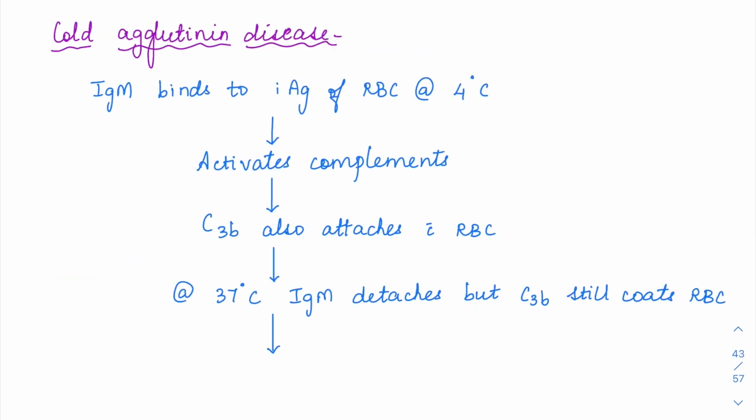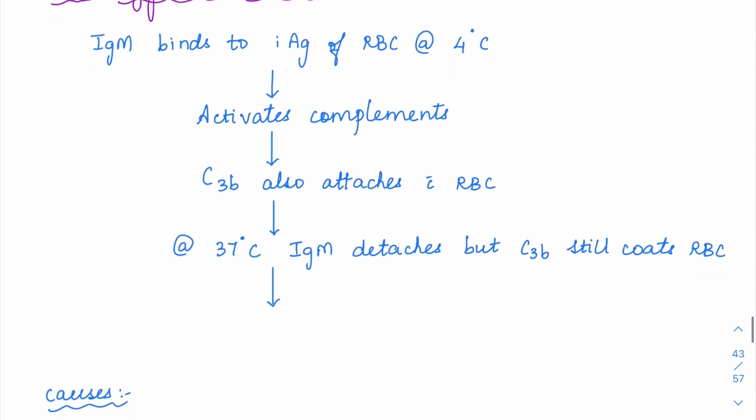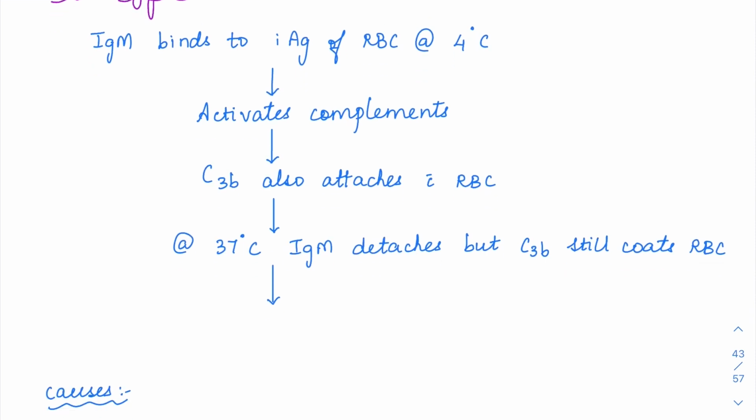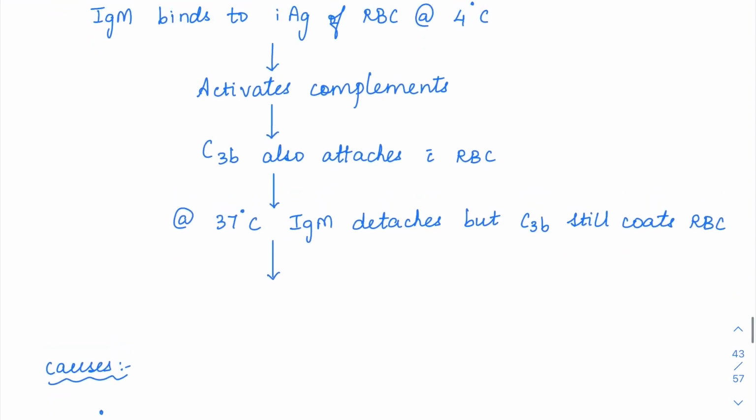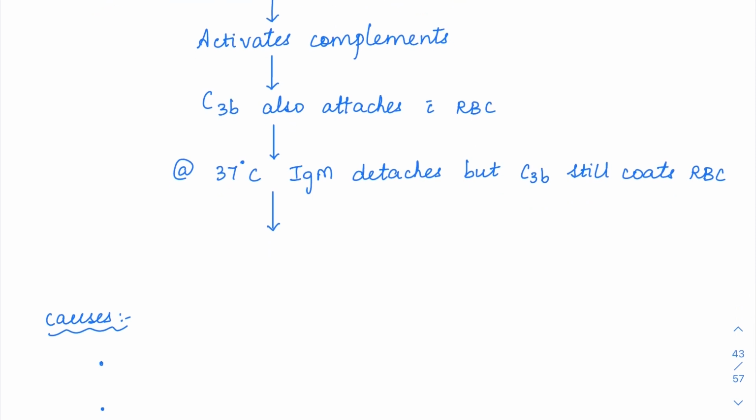Okay. So in cold agglutinin disease, an IgM antibody is formed against the I antigen, right? This IgM antibody binds to the I antigen of the RBC at 4 degrees Celsius here, and the complement is activated. With complement activation, there is formation of C3b. C3b now comes and attaches to the RBC. So IgM is bound, then C3b is bound on the RBCs now.